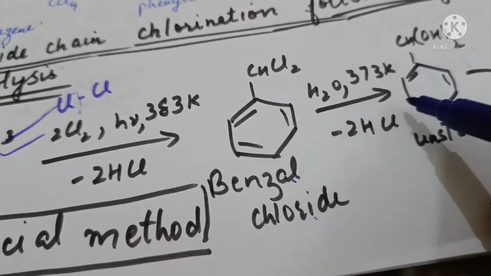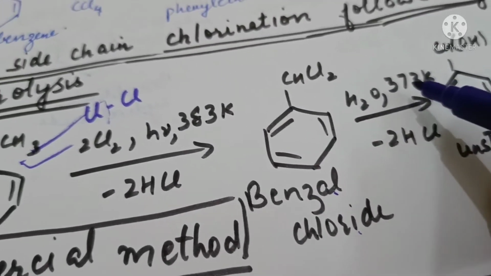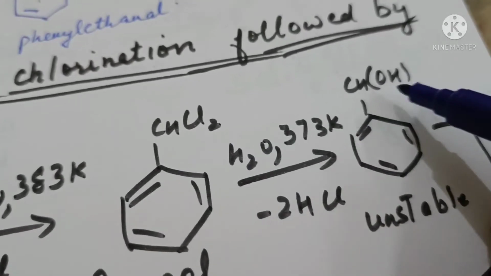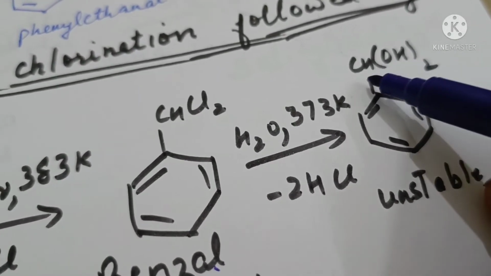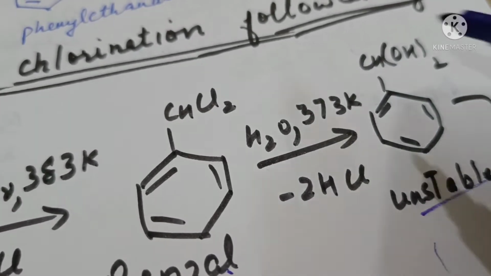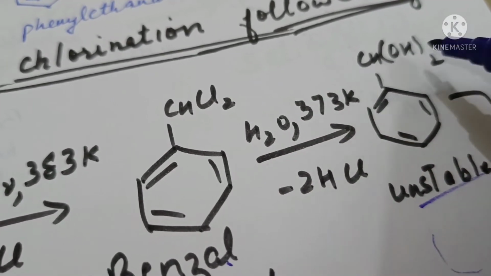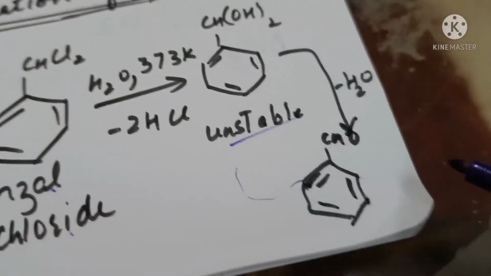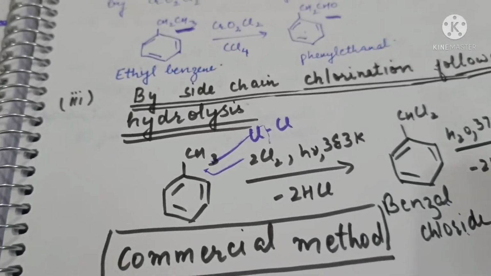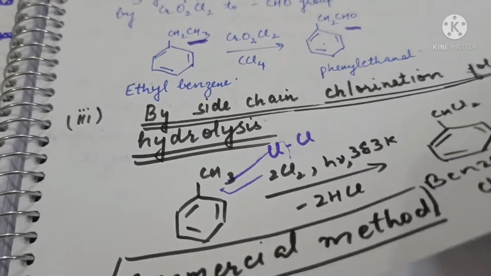Now on hydrolysis, that is reacting with water at 373 Kelvin, the two Cl get replaced with OH group. Now two OH on the same carbon atom is unstable and a water is removed and benzaldehyde is formed. This is the commercial method for preparation of benzaldehyde from methyl benzene.